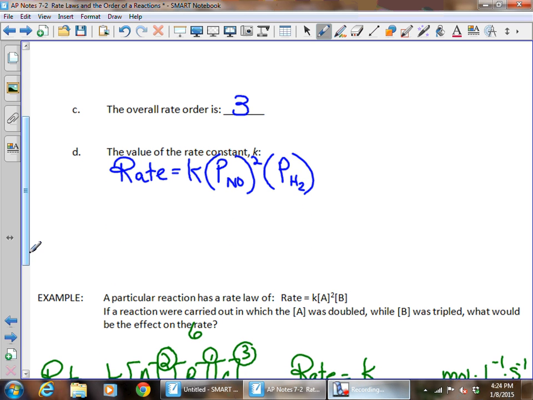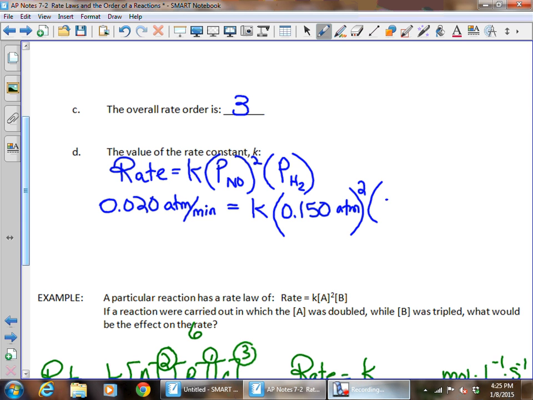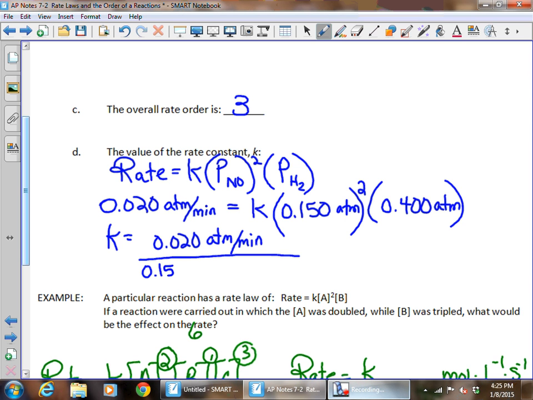So going back down here, we're going to plug those values in, 0.02 atmospheres per minute for our rate. We don't know K, that's what we're trying to find. The pressure of NO that we're using is 0.150 atmospheres squared. The pressure of hydrogen was 0.400 atmospheres. So K is going to be 0.020 atmospheres per minute over 0.150 atmospheres squared times 0.400 atmospheres. Let's look at what happens to our units. Remember, this is a third order overall reaction, and as always, our reciprocal time is not going to change. The answer for this is simply 2.2 numerically, but it's the units that are going to give us the problem.